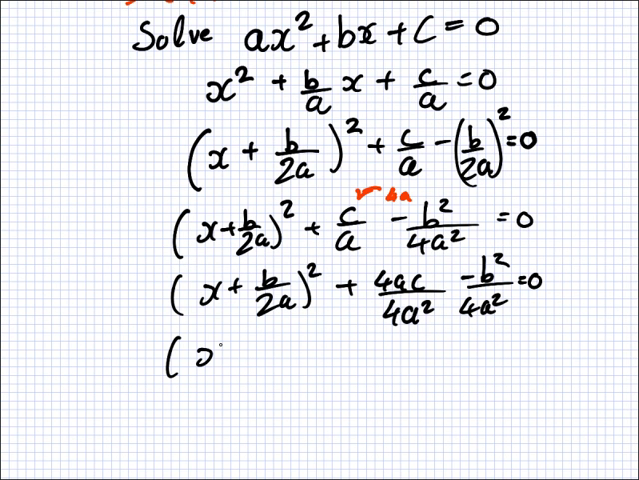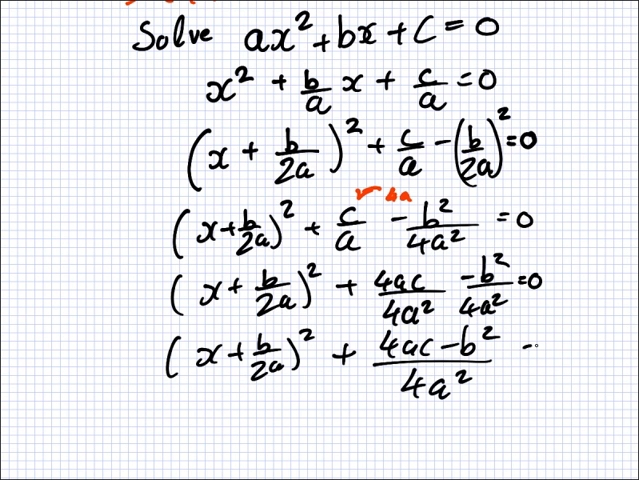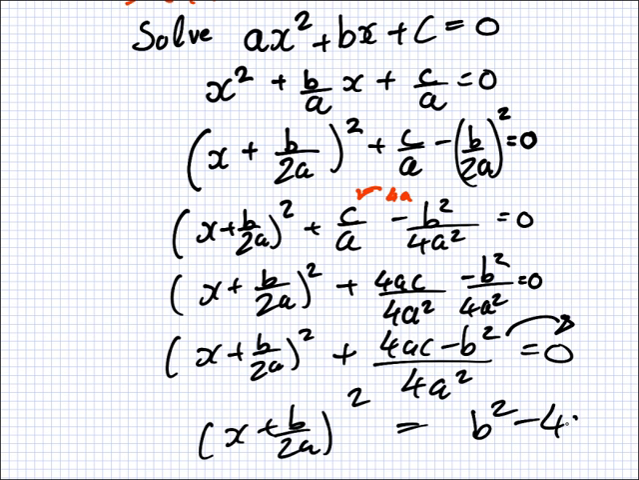Now you notice that the two fractions here have a common denominator, which is 4a squared: 4ac minus b squared over 4a squared equals 0. I think we can see where maybe this is moving to. So if I bring that to the other side, I get x plus b over 2a squared equals b squared minus 4ac over 4a squared.